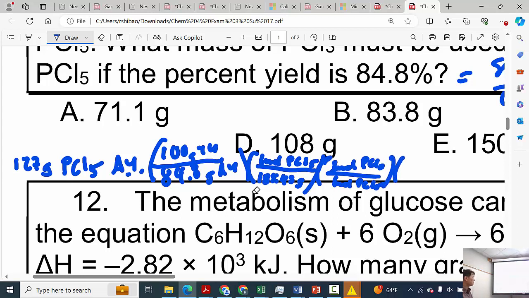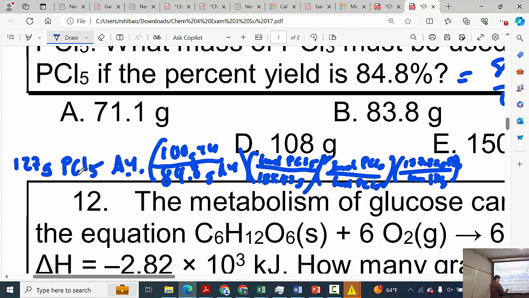And then I need the molar mass of PCl3. So 30.97 plus 3 times 35.45, 137.32. So this should give me grams of PCl3. This is moles of PCl3. Oh, this is not fine enough. But anyway, let's do the calculation.